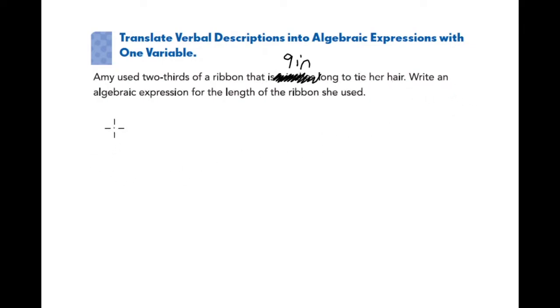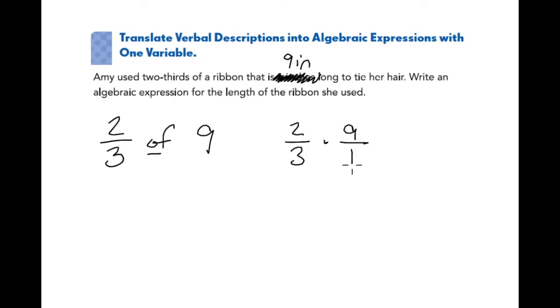So what I'm looking for is 2/3 of 9. And to figure out what 2/3 of 9 is, of means to multiply. So I would take 2/3, multiply it by 9. That leaves us with 18/3, which is equivalent to 6. So I could say that Amy used 6 inches of ribbon for her hair.